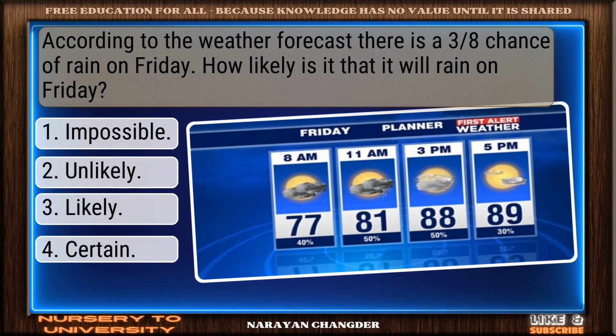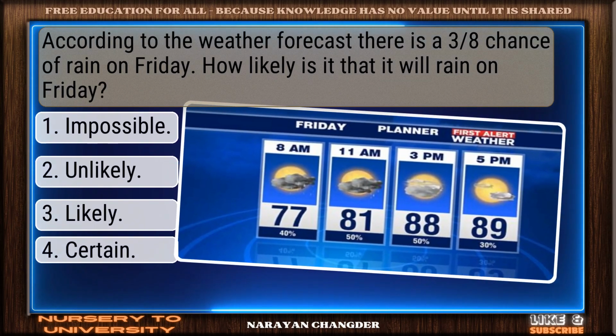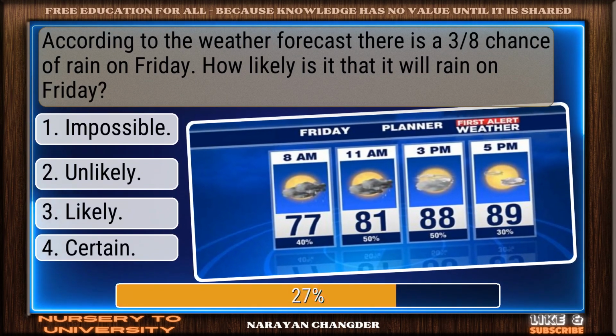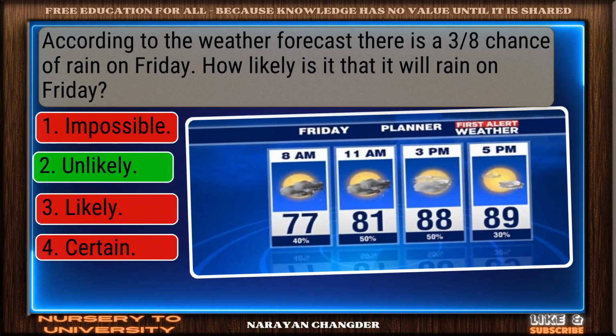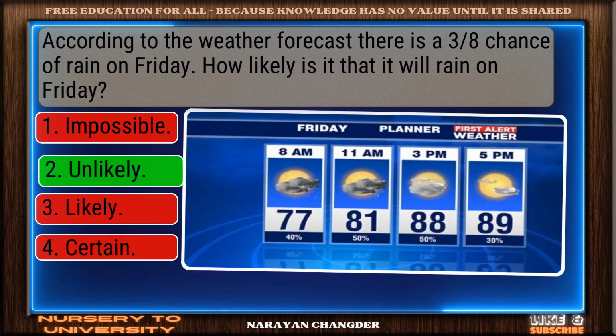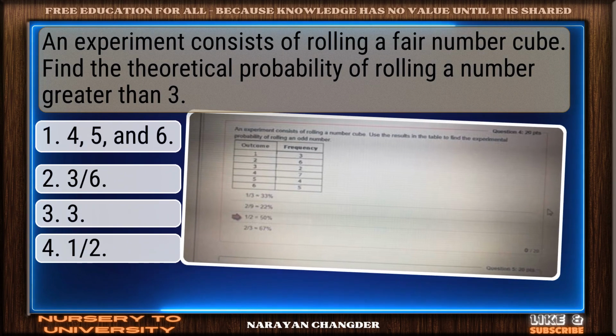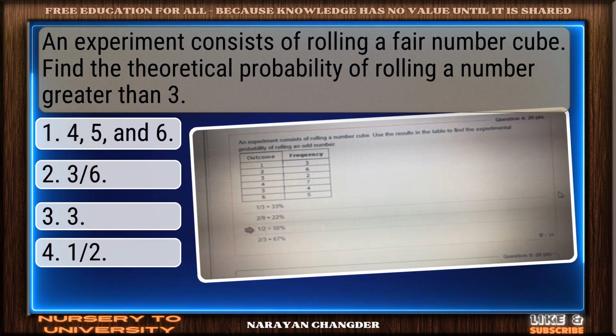According to the weather forecast, there is a 3/8 chance of rain on Friday. How likely is it that it will rain on Friday? Good job. Unlikely works well. An experiment consists of rolling a fair number cube. Find the theoretical probability of rolling a number greater than 3.